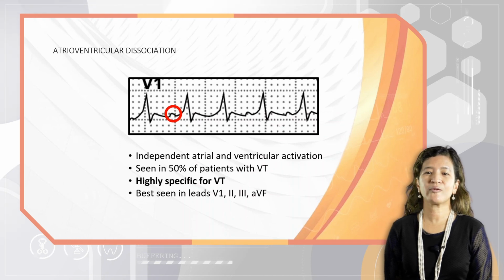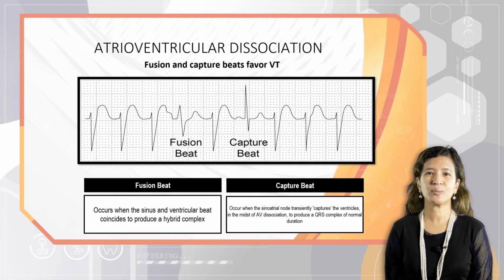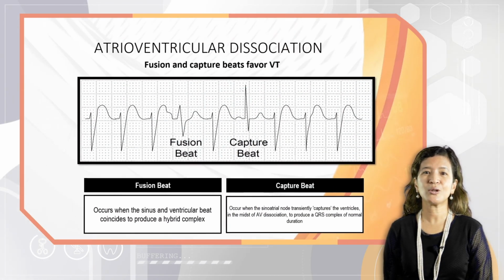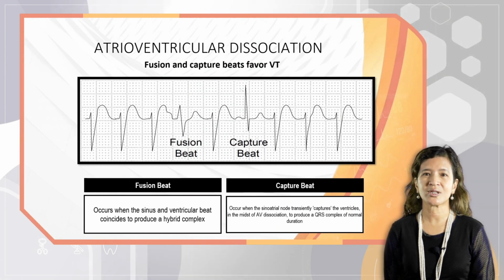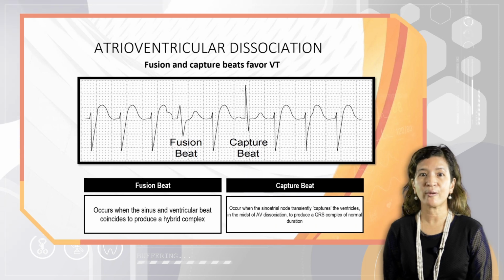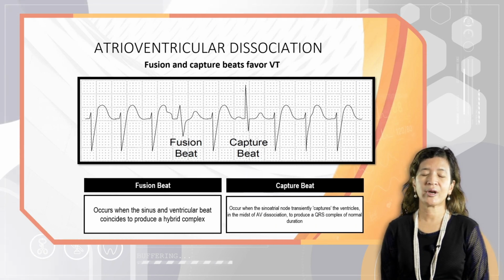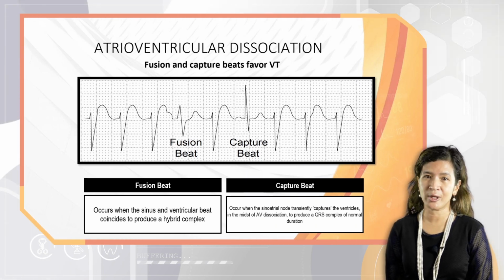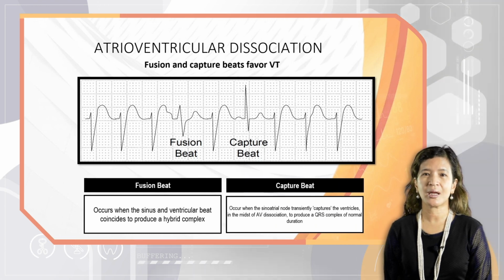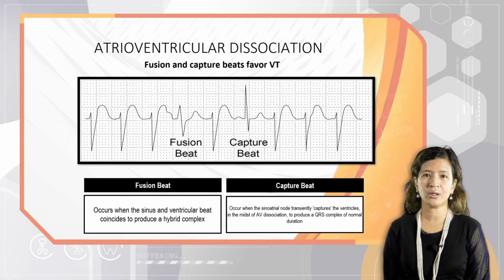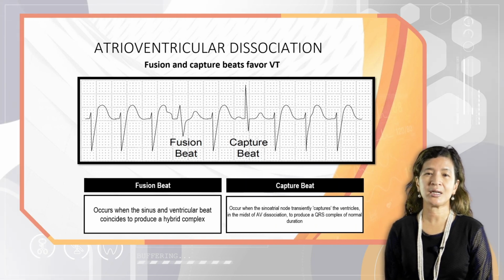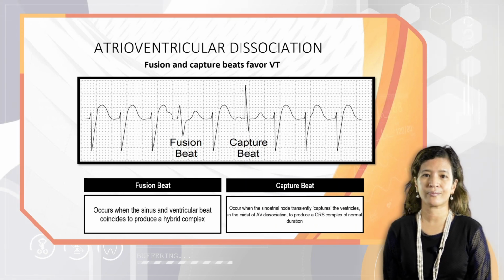Now, we mentioned fusion and capture beats. A capture beat means it looks like a sinus rhythm beat. It indicates that the sinus is able to interrupt the run of ventricular tachycardia, whereas the fusion beat is a hybrid between the capture beat and the wide QRS VT beat. The presence of fusion or capture beats is highly suggestive of VT.